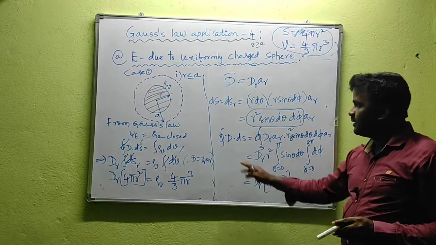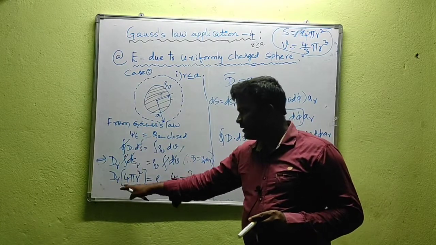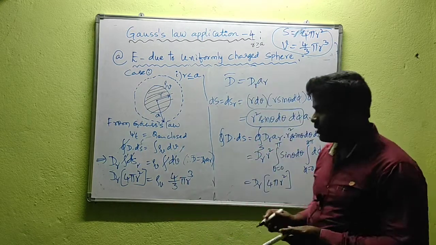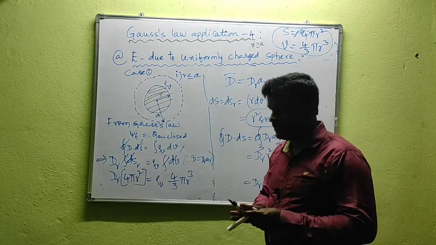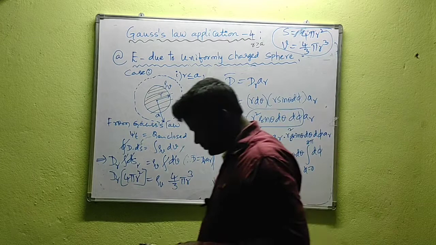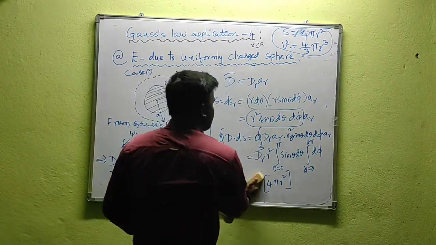Please remember psi t equal to the integral of D dot dS. If I simplify this, Dr 4 pi r square holds for case 1 and case 2 also. So now go for case 1 only. Our discussion is limited to case 1. We will discuss case 2 later. So what about our next step? In the next step we can write this one like this.